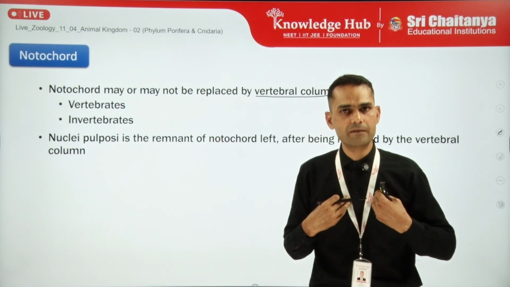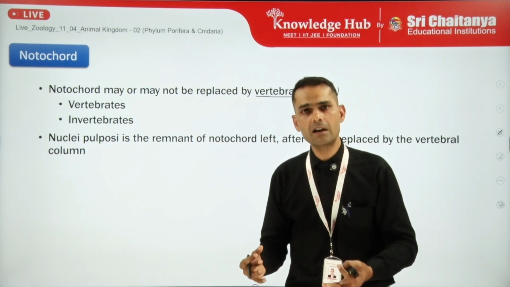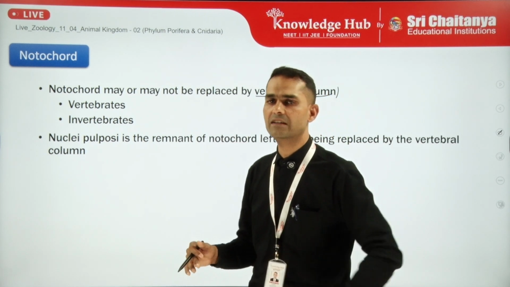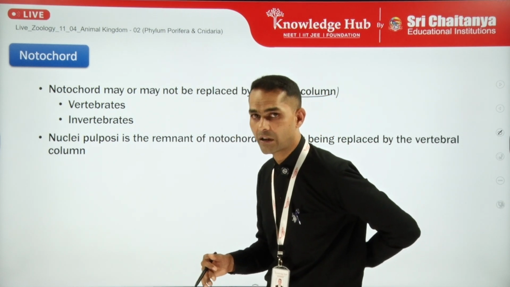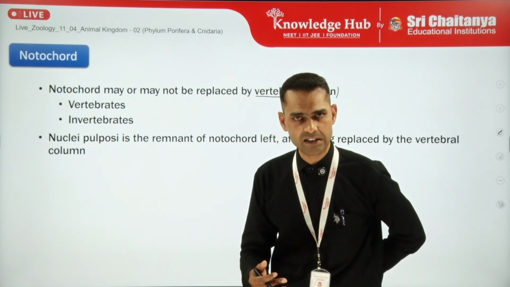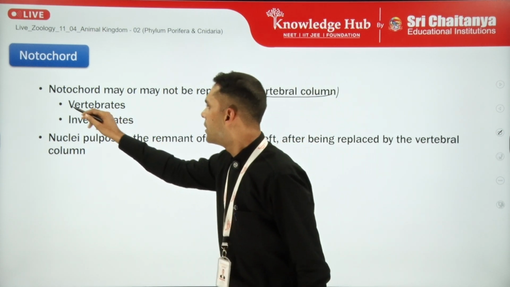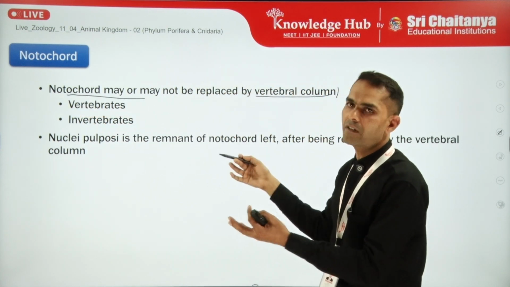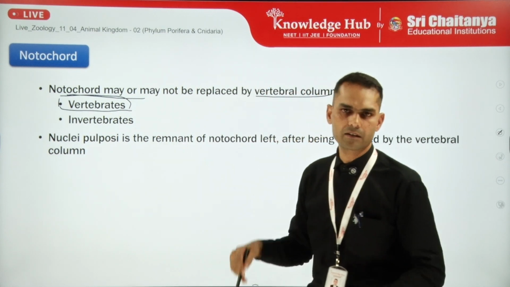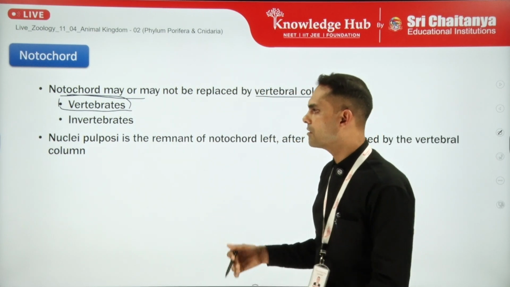We also have notochord during our embryonic development, but later on the notochord degenerates and is replaced by the vertebral column, more appropriately, which protects the spinal cord. So if the notochord is replaced by vertebral column, they will be termed vertebrates, and if it is not replaced, they will be called invertebrates or non-vertebrates.